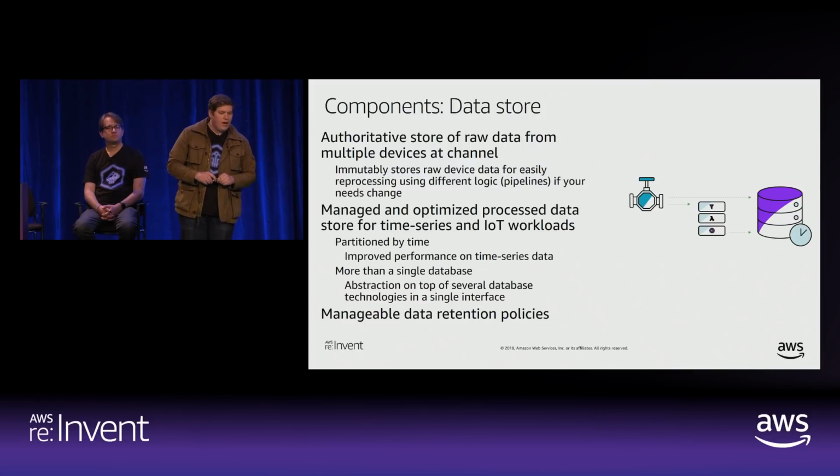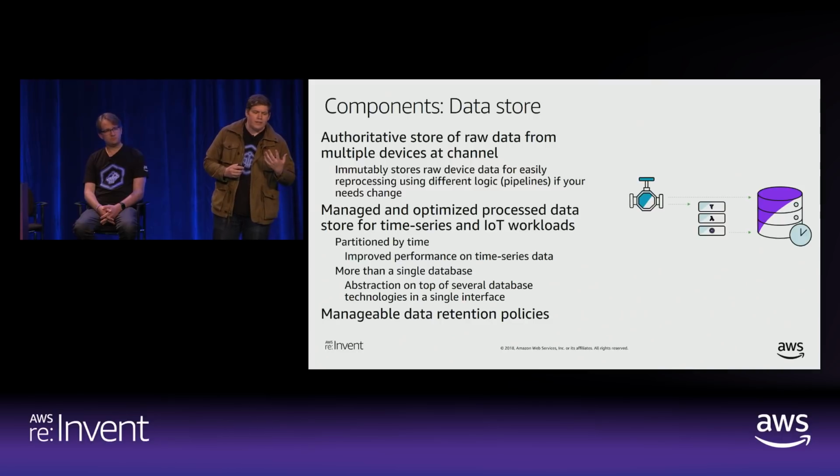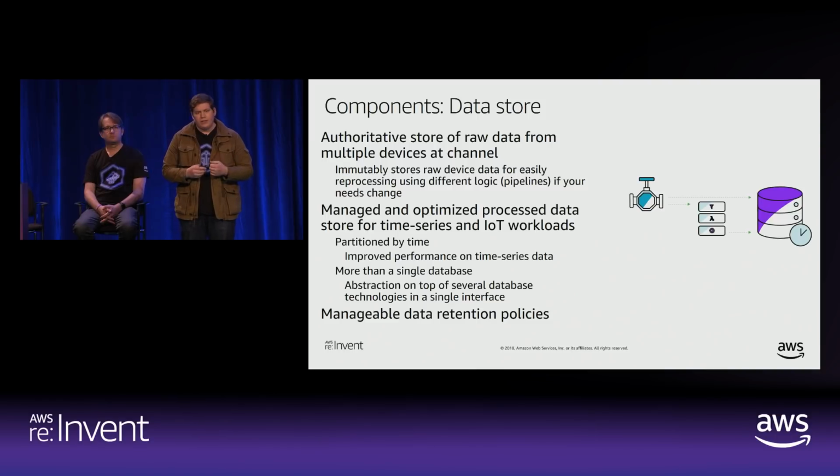We also have a process data store, and this is optimized for time series and IoT workloads. So it's partitioned by time, and it's more than a single database. So we've actually created an abstraction layer. And what this allows us to do is as we build out new technologies, we can just slide them underneath, and you get different types of data stores in the future. And then across all of our data stores, we give you manageable data retention policies. So if you want to store your data for a day, 2 days, 60 days, whatever your requirement is, you can author those retention policies individually at the process data store and the raw data store.